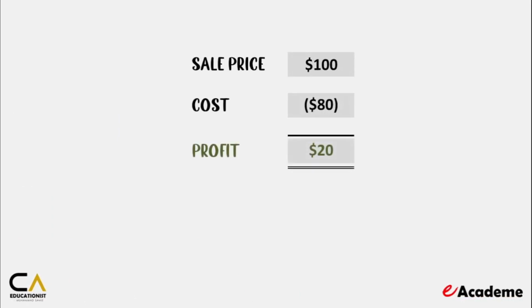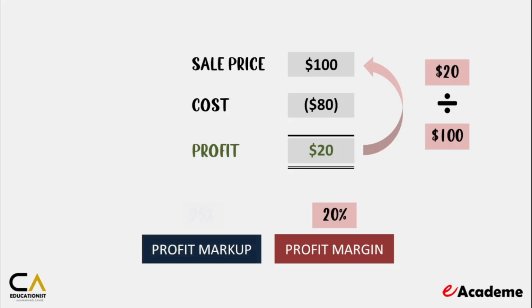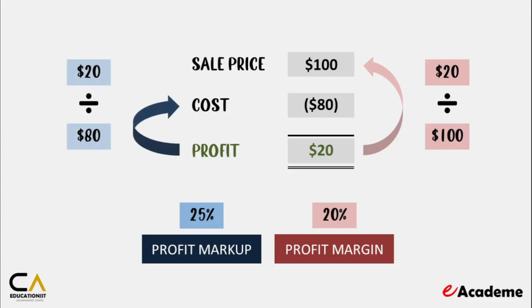For instance, if sale price is $100 and cost is $80, it is obvious that the profit will be $20. In this case, profit margin is 20%, which is computed as $20 divided by $100, whereas markup in this example is 25%, which is computed as $20 divided by $80.